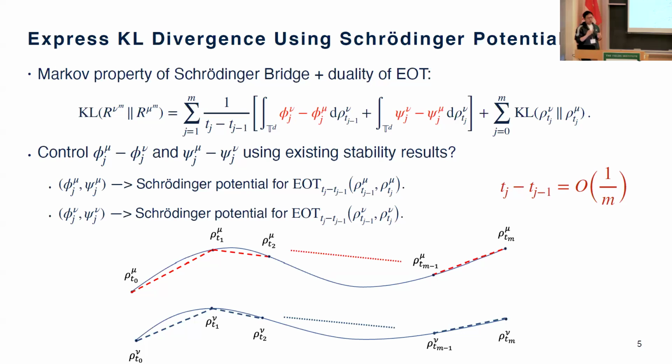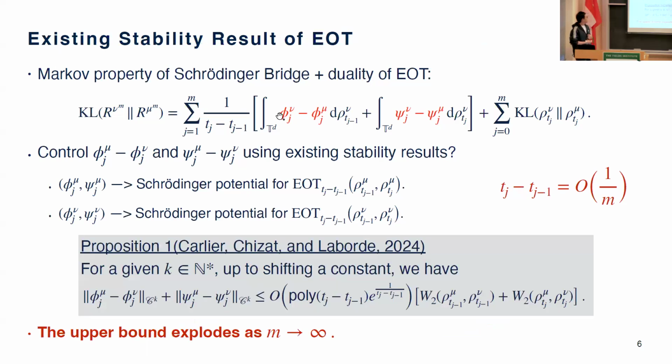So it is natural to think that we can control the difference of the Schrodinger potentials by using some stability result of entropic optimal transport. In fact, there is one from Carlier, Chizat, and Laborde in 2024, which says this perturbation of Schrodinger potentials in the C^k norm can be bounded by a constant multiplied by the perturbation of marginal distributions. And this perturbation is characterized in the W2 distance.